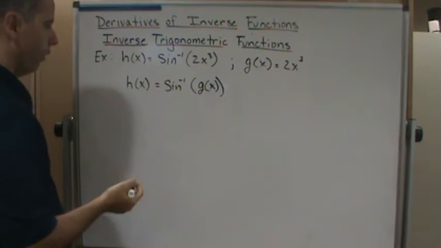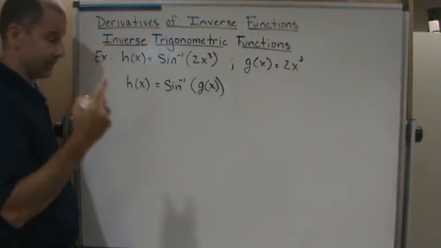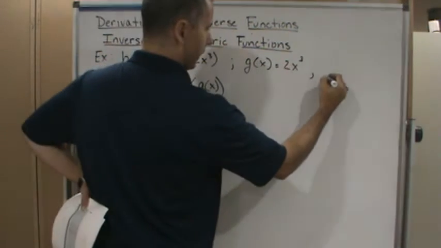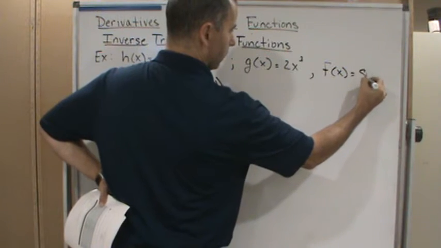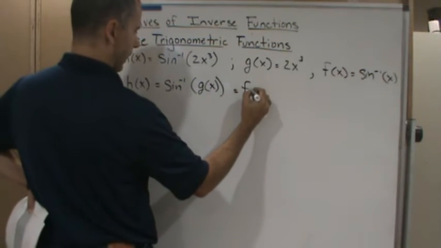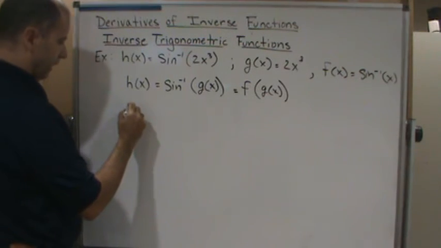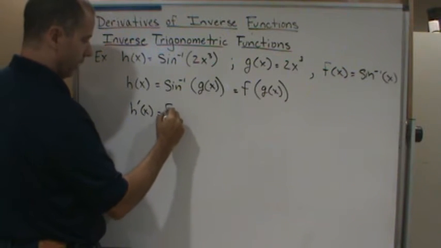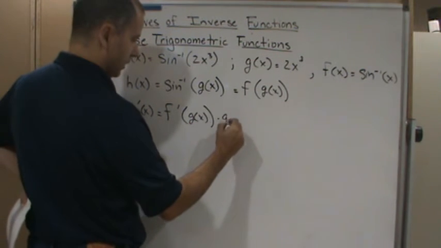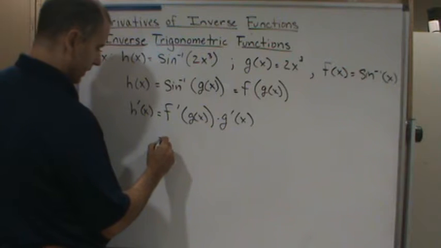Okay? So now, what's the derivative of the outside function? Well, we know from the previous example that, let f of x equal sine inverse of x, right? So then h is going to equal f of g of x, right? And then h prime of x will equal f prime of g of x times g prime of x, right? Okay, so now this is equal to what?